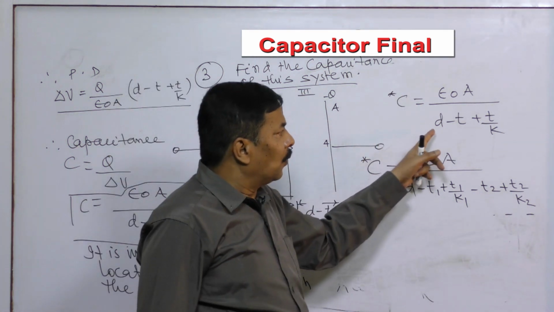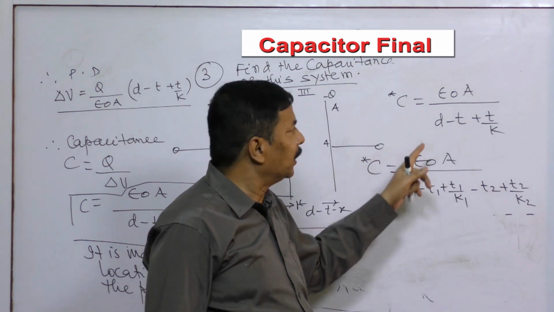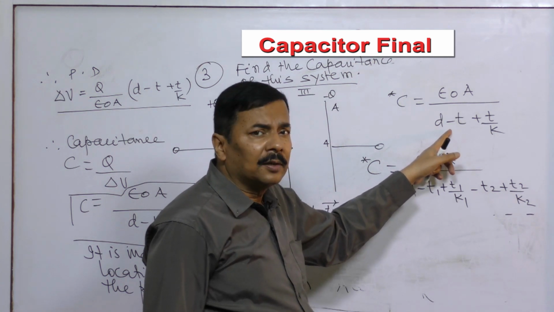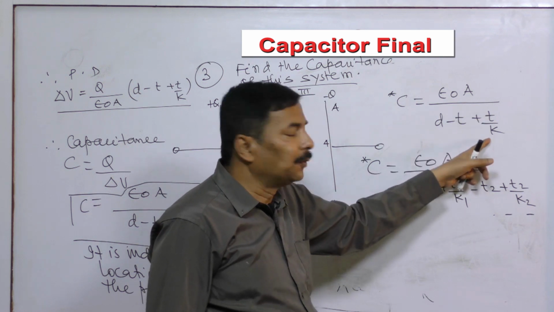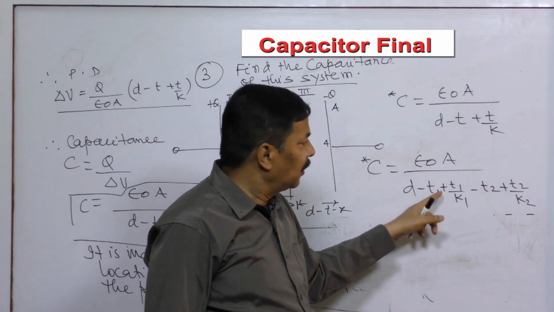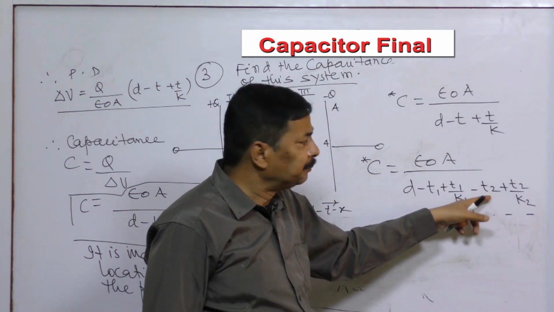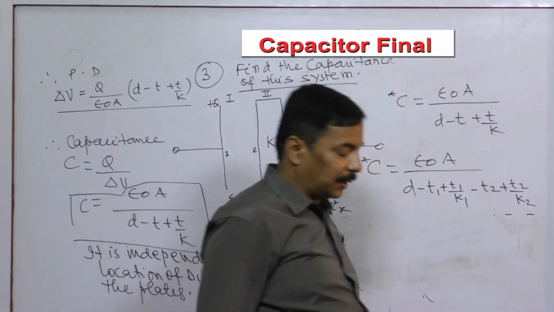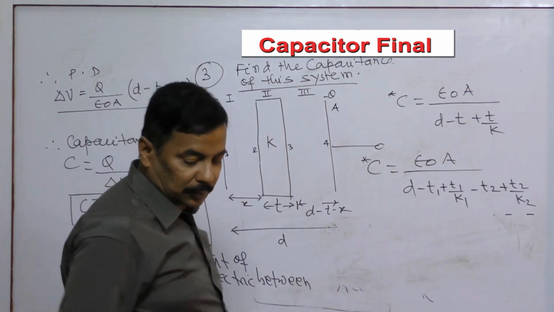And whatever is the dielectric, remember the method. How to remember it? Epsilon naught A by D minus thickness of dielectric plus thickness filled with dielectric, minus thickness of second dielectric plus thickness filled with second dielectric. Like that only you can remember. So this is the way we have understood this concept also.